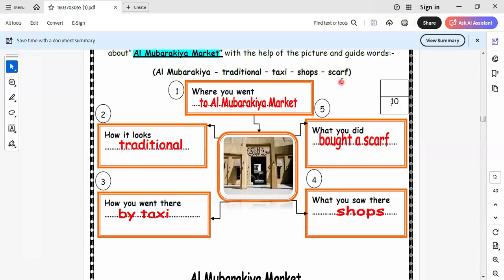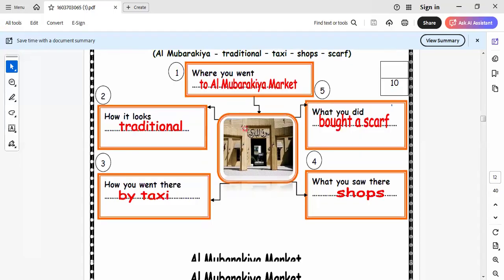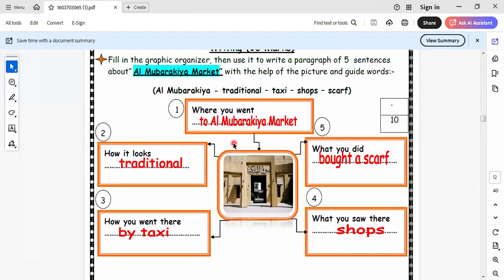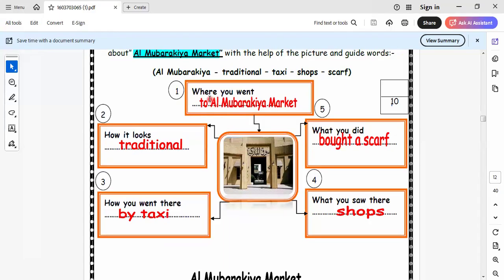Traditional taxi shops scarf. This is the place called Morikia Market. Okay, I think Morikia Market is like the old markets in Egypt. We have many old markets. I can't name it now, but I remember it like that. I will remember, then I tell you later.